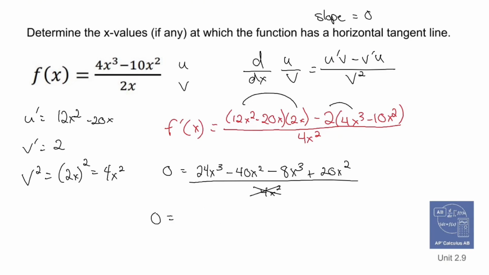So 0 is going to equal, let's combine like terms. 24x cubed minus 8x cubed is going to be 16x cubed. Positive 40x squared plus 20x squared is going to be minus 20x squared. Let's factor out a 4x squared. And so that becomes 0 equals 4x squared, and then we're left with 4x minus 5.